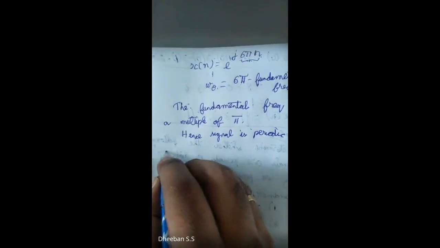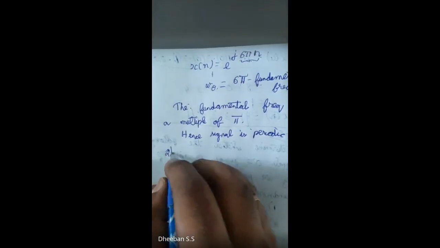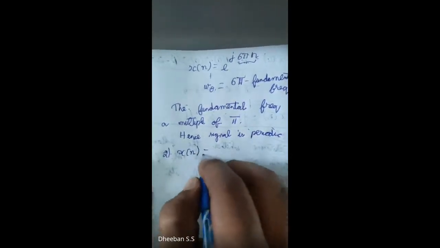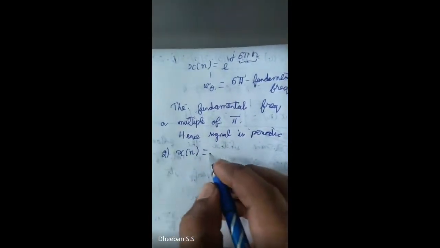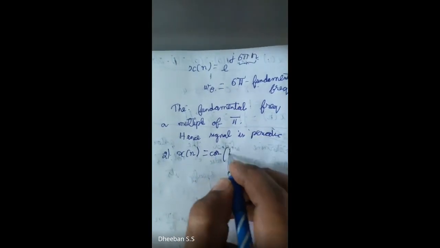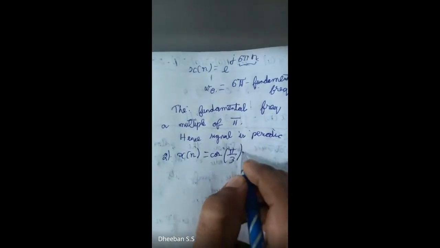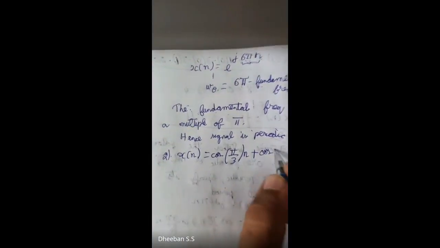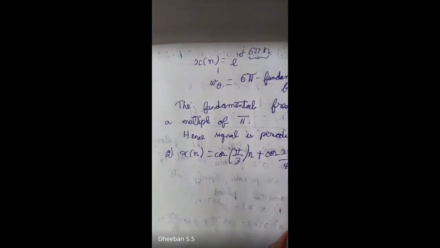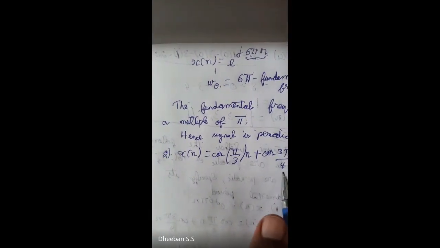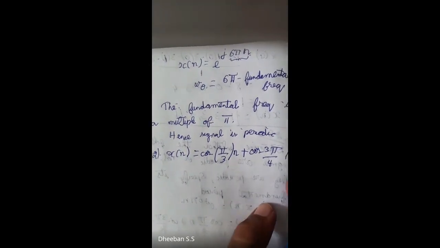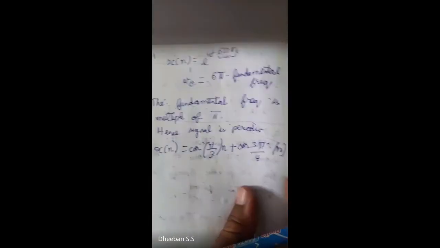Now the second thing is x of n equal to cos pi by 3 n plus cos 3 pi by 4 n. So this is a very similar problem. We have already seen this in finding the periodicity, so you can just refer to that.